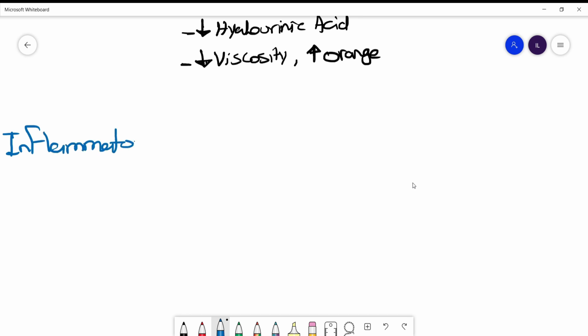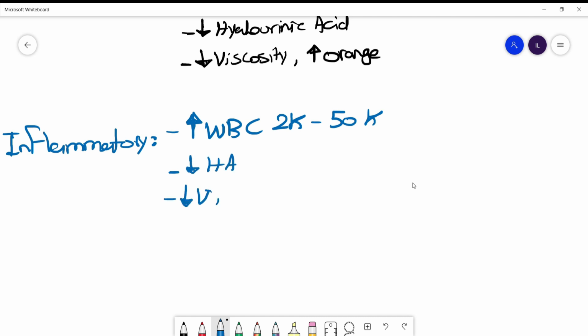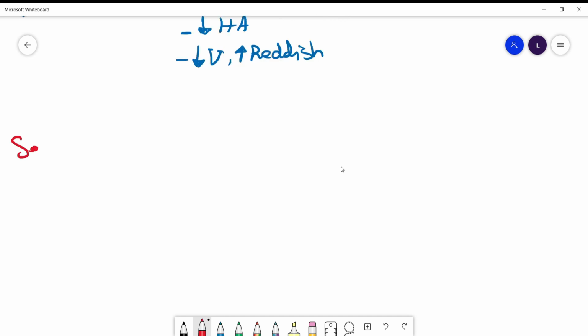Now, in inflammatory diseases, white count will be more elevated, which is around 2,000 to 50,000. And also, hyaluronic acid will be lower because of higher white count, and viscosity will be lower as well. And the color will be more reddish because we have here actually more RBCs than non-inflammatory diseases.